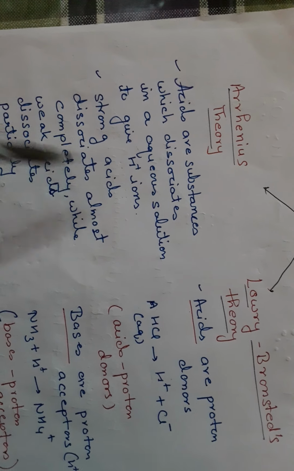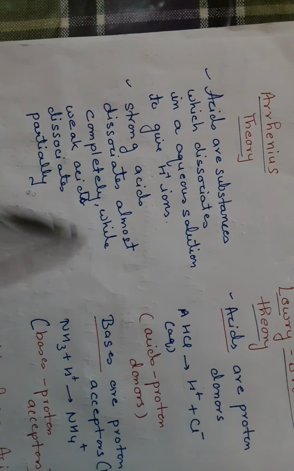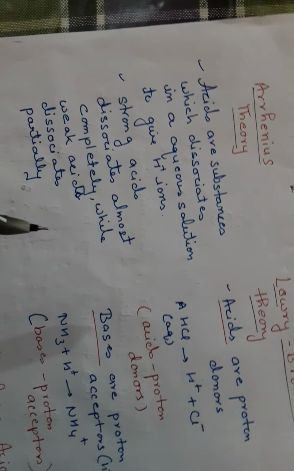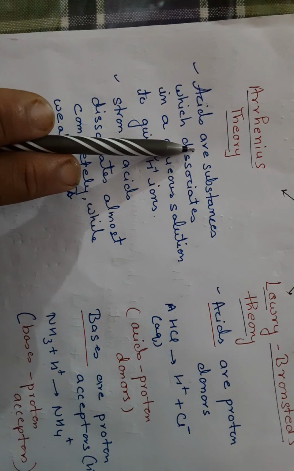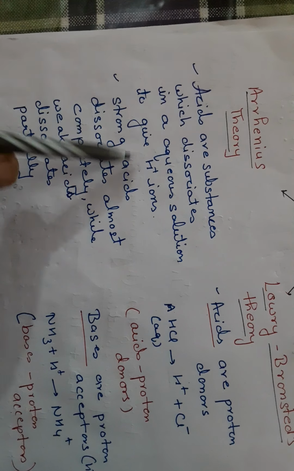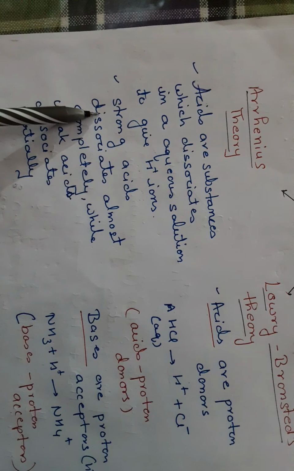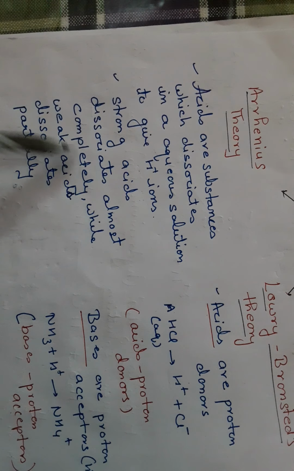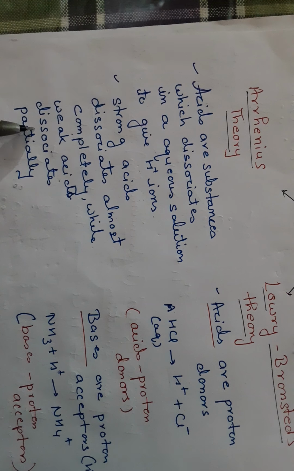Strong acids dissociate almost completely, whereas weak acids dissociate partially. Again, acids are substances which dissociate in an aqueous solution to give H plus ions, as strong acids dissociate almost completely, while weak acids dissociate partially.